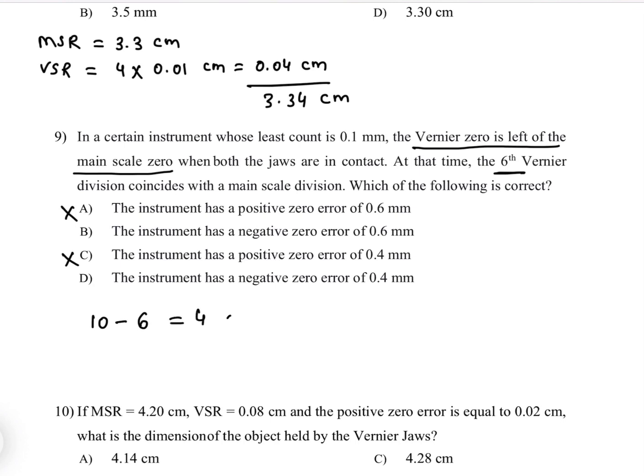We multiply this number with the least count, that is 0.01 centimeter. So the error becomes 0.04 centimeter. All right. So the error is minus 0.04 centimeter, or we can say minus 0.4 millimeter. That is indicated in option D.